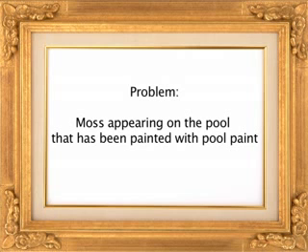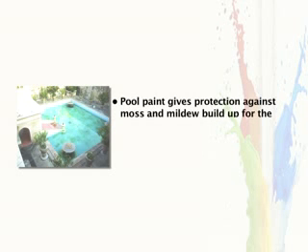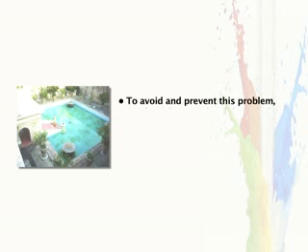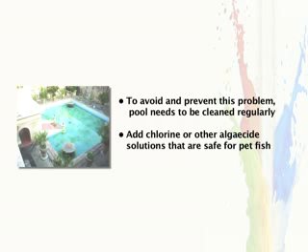Moss appearing on the pool that has been painted with pool paint. Pool paint does give protection against moss and mildew buildup for the pool surface, but cannot prevent the moss from growing in the pool water. To avoid and prevent this problem, the pool needs to be cleaned regularly. Add chlorine or other algicide solutions that are still safe for your pet fish.